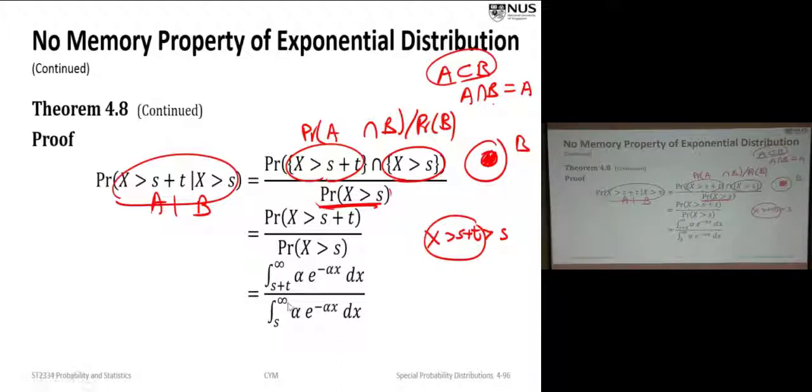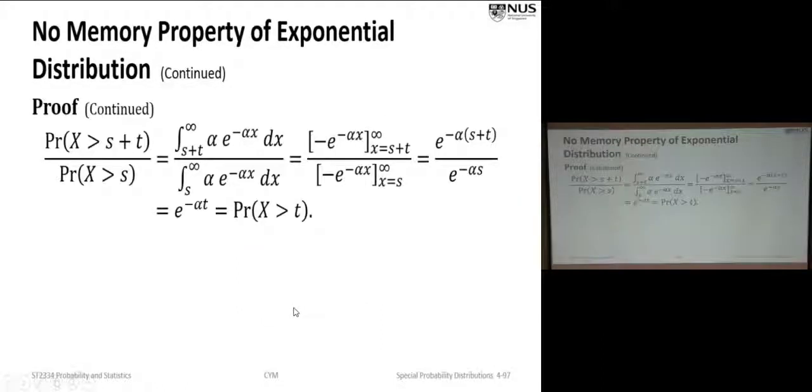And of course, you just do the integration, integrate from s plus t to infinity, the PDF, over s to infinity. So it turns out to be, after you do the integration, like this. And you can cancel out, so this is e to the power minus alpha t, which is probability of x greater than t. All right?